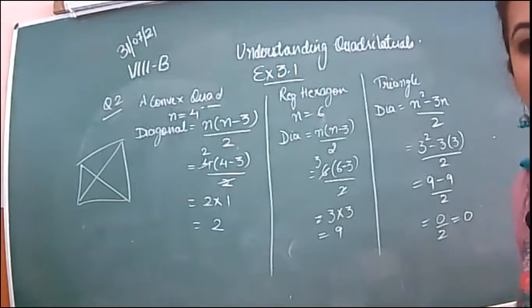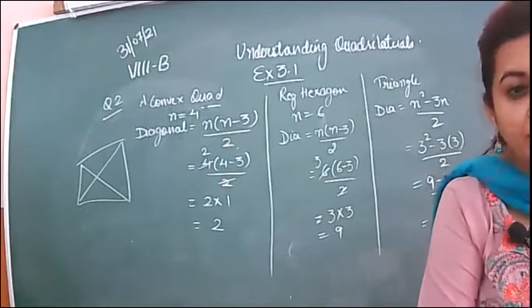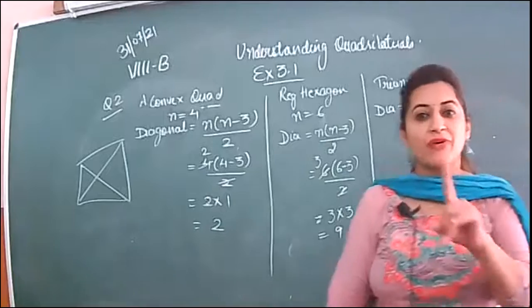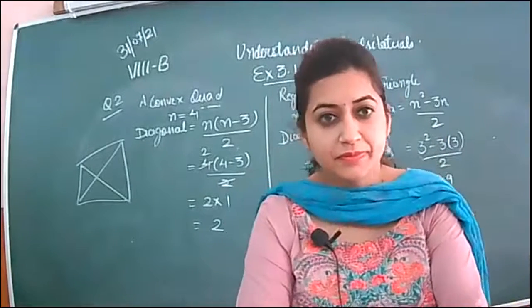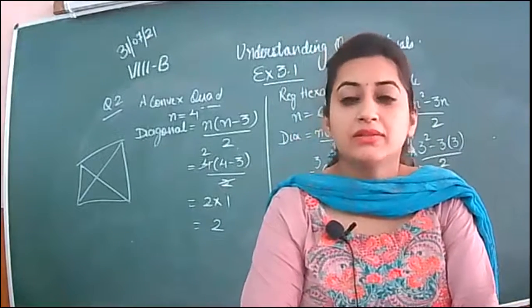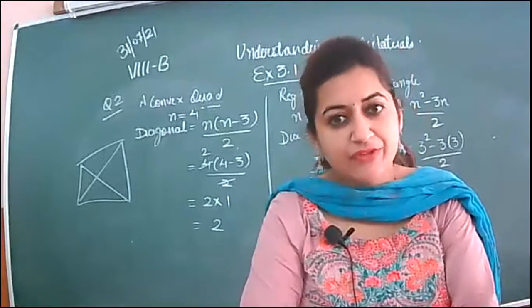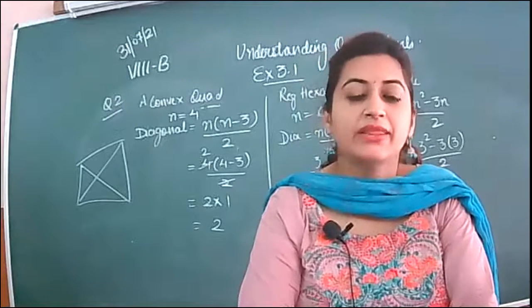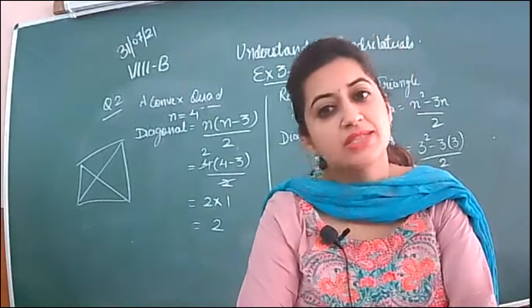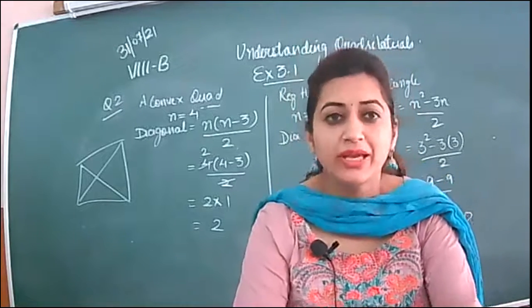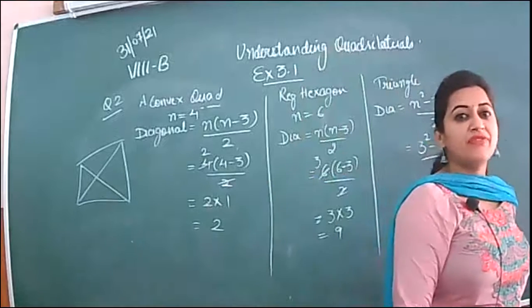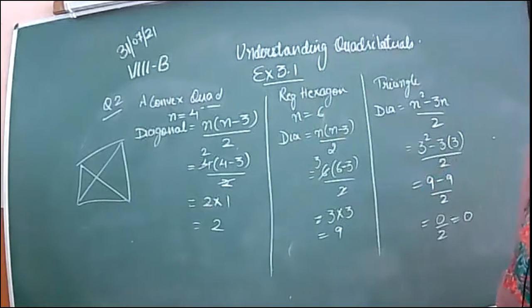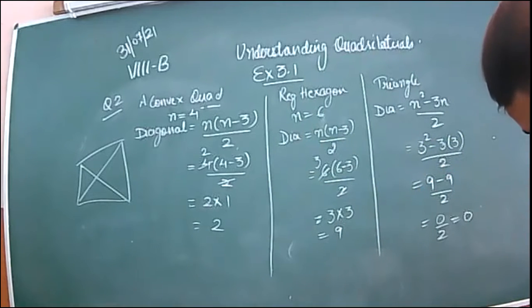Actually, the sum of all the exterior angles is 360. So what will be the value of one exterior angle? Number of sides is n. If you suppose the number of sides as n, then the value of each exterior angle is 360 by n. Write down. Each exterior angle is given by 360 upon n.